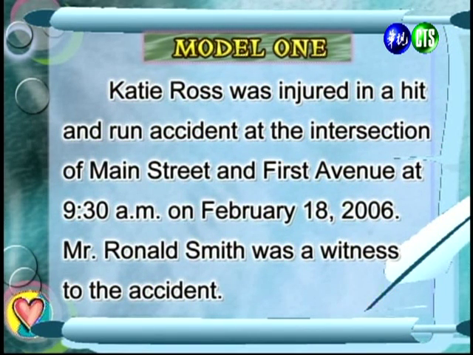Katie Ross was injured in a hit-and-run accident at the intersection of Main Street and First Avenue at 9:30 a.m. on February 18, 2006. Mr. Ronald Smith was a witness to the accident.